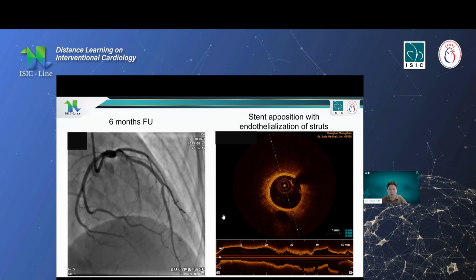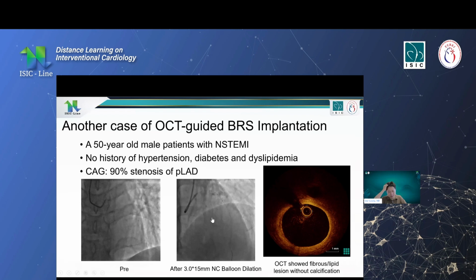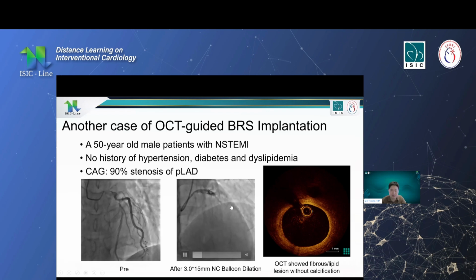Okay, and let's see another case of OCT-guided BIS implantation. This is a 50-year-old male patient with non-STEMI and no history of hypertension, diabetes, or dyslipidemia. From the CAG, you can see it is almost the same as the last case: a very, very severe stenosis at the proximal left anterior descending artery.